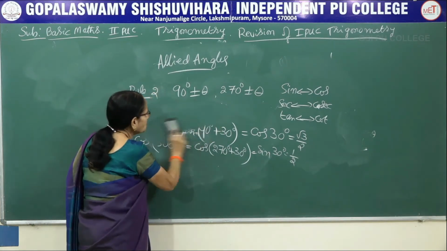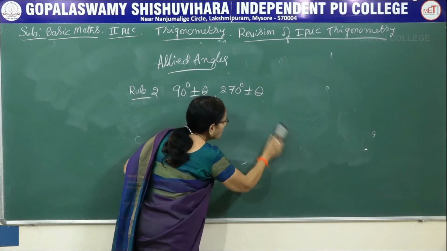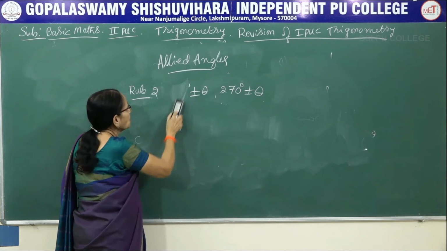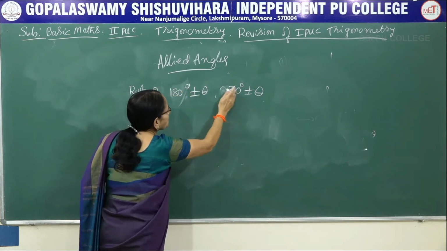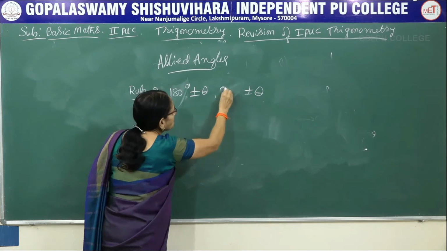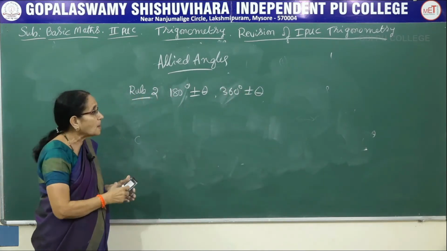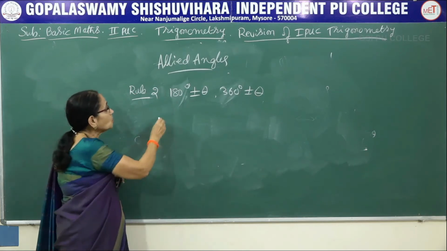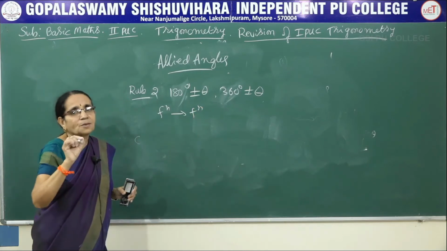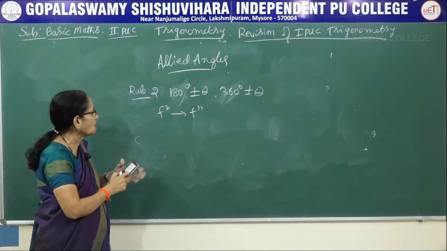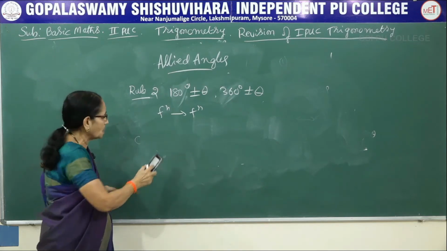Now let me come to the second rule. In the second rule, suppose the angle is expressed as 180 plus or minus theta, or 360 plus or minus theta, the other way of expressing. In that case, there is no change in the function. That is, the function remains the same. If sine is there, we write sine. If cos is there, we write cos, like that.